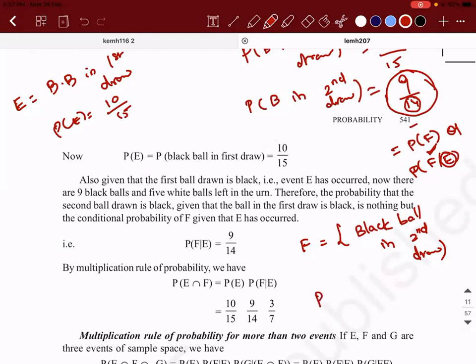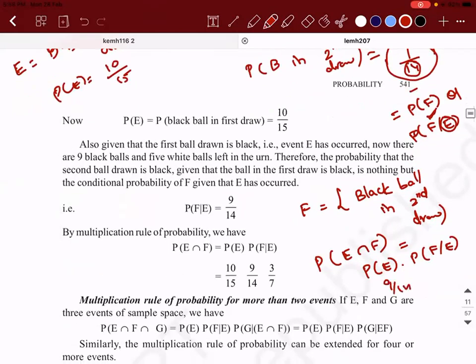So what you need to find is the probability that the first draw is black and the second draw is also black, which will be equal to probability of E into probability of F given E. So what is the probability of E? That is 10 by 15, and probability of F given E is 9 by 14. This will give you the answer.